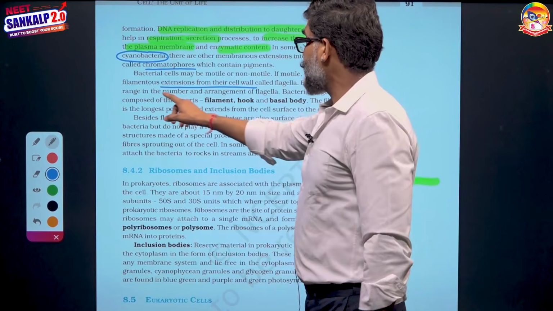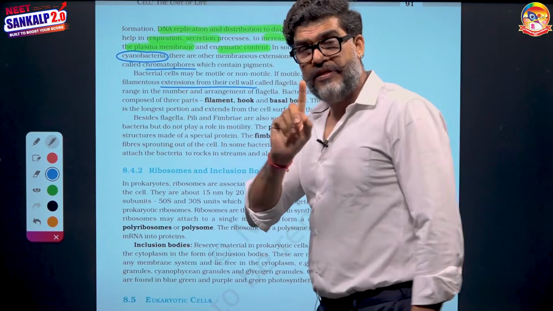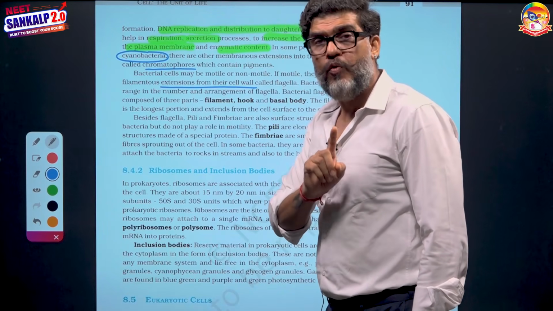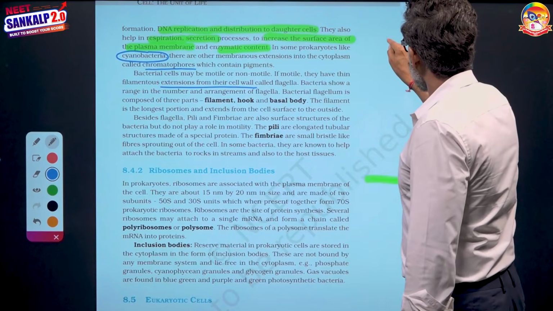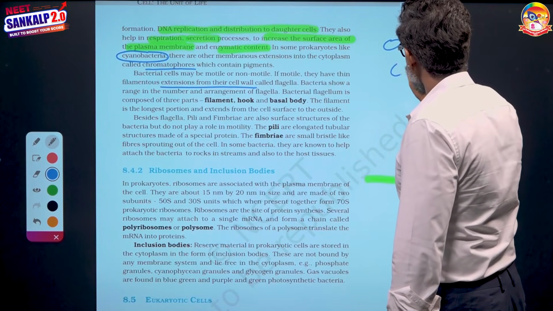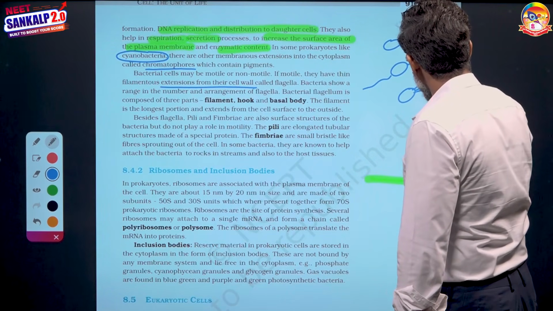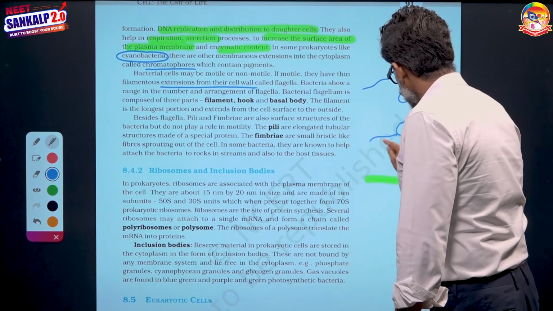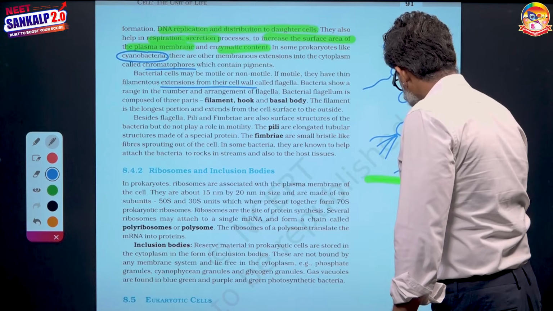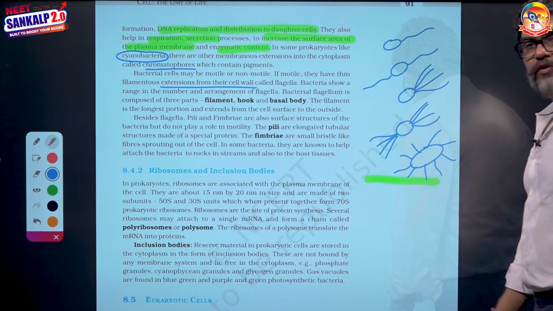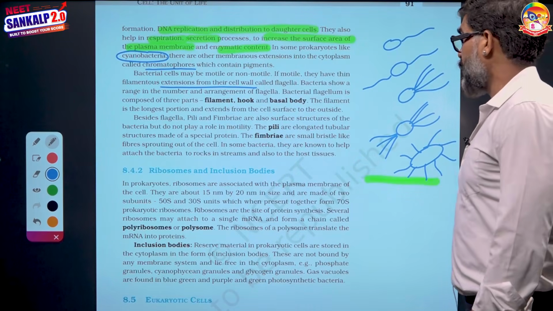Bacteria show a range in the number and arrangement of the flagella. Means the number as well as the arrangement of the flagella would not be the same. It is variable in different kinds of bacteria. Suppose this is monotrichous, this is amphitrichous like that. This is another one having a tuft of flagella on one side. This is having a tuft of flagella on both sides, and this is having flagella on their entire surface. So there is a variety you can see in terms of the number and arrangement of flagella.